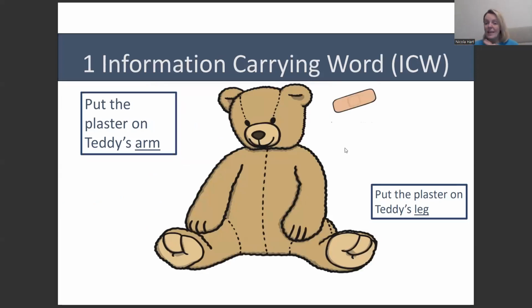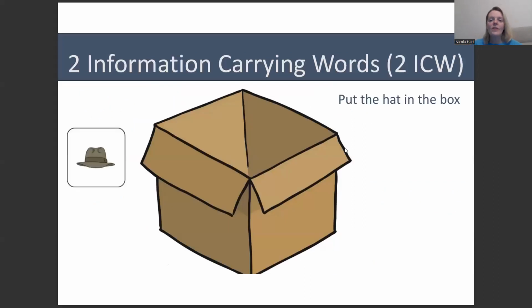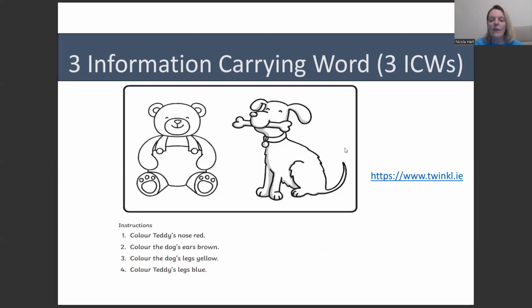So that's what a basic information carrying word is if you're translating it onto a paper-based activity. All of these things are from twinkle.ie. And if you type in ICW 1, ICW 2, they have the corresponding sheets to work on. And they're actually really useful. I've used them in the clinic myself. There you have the 2 ICW one, and these again are all on Twinkl. And there you have one that can be useful to send home: color Teddy's nose red. You really have to think about that.